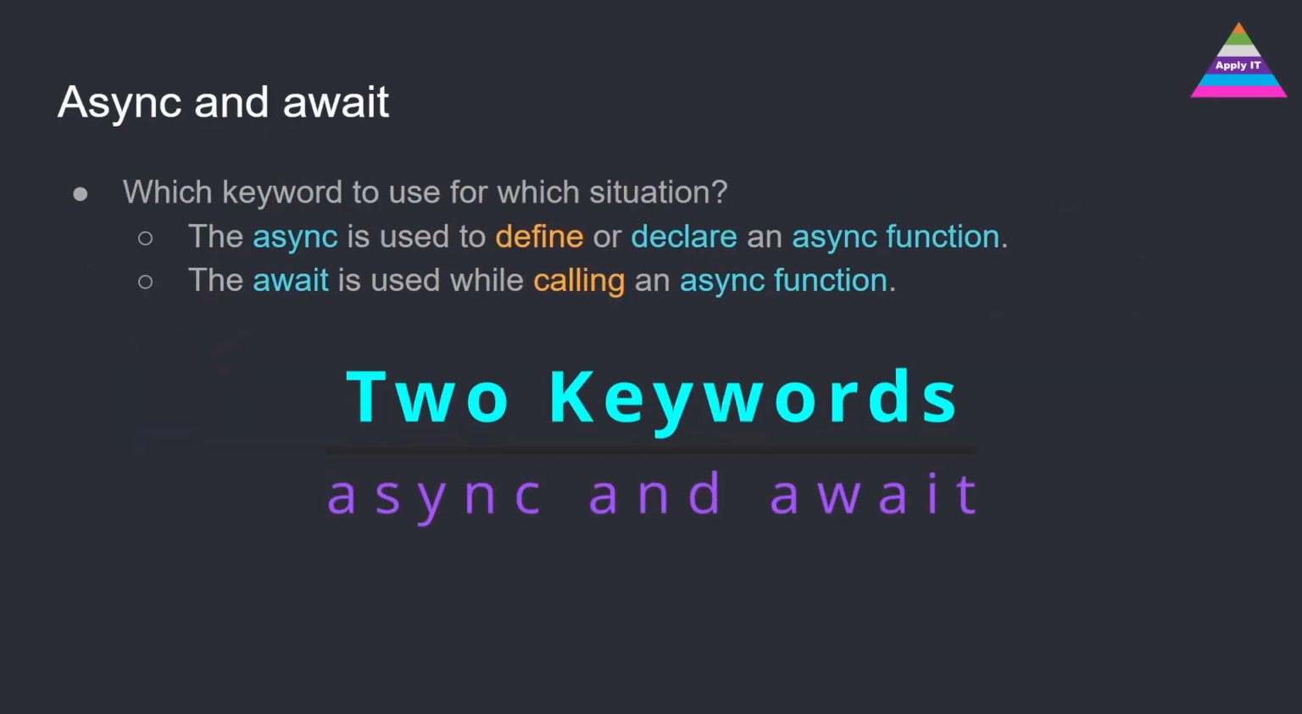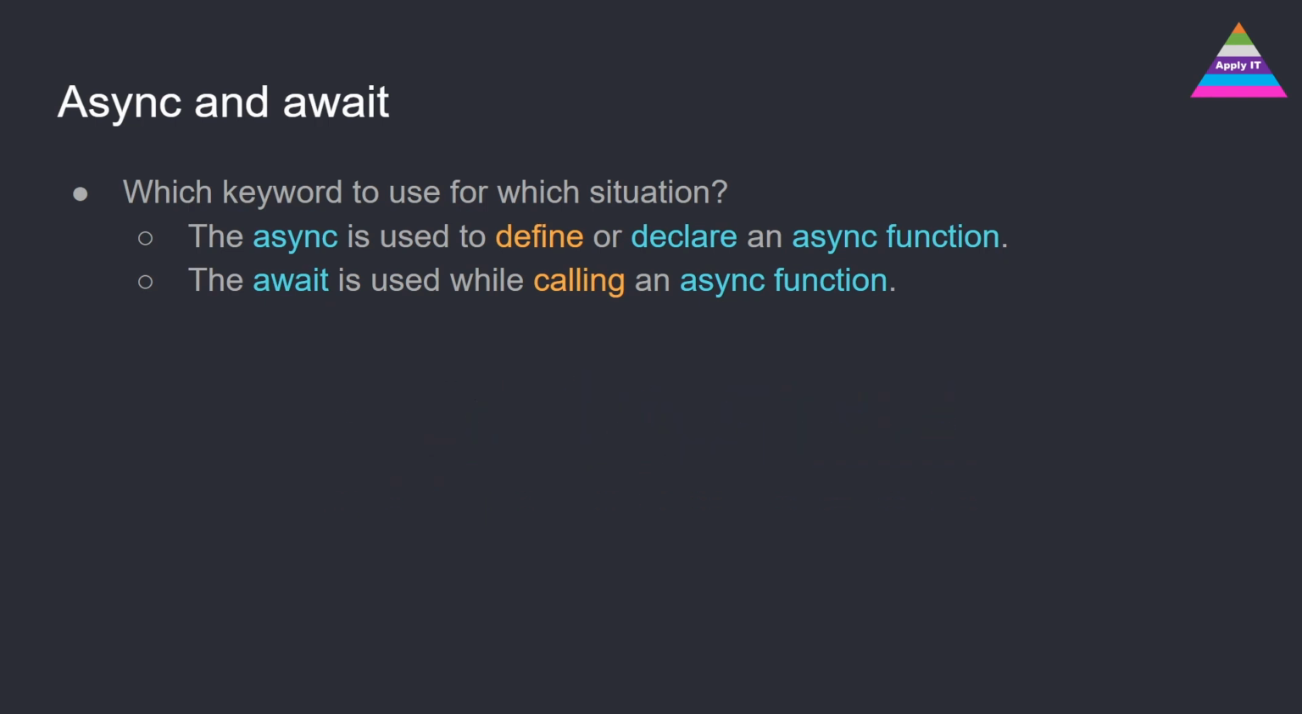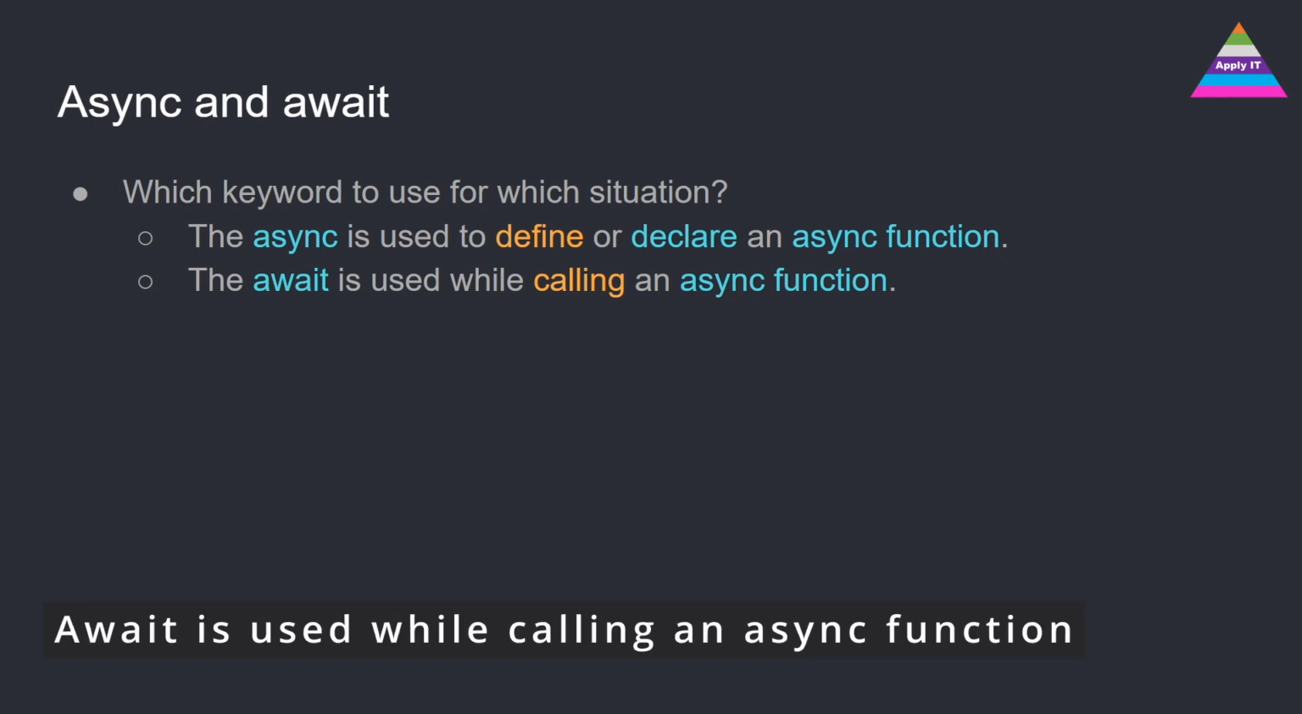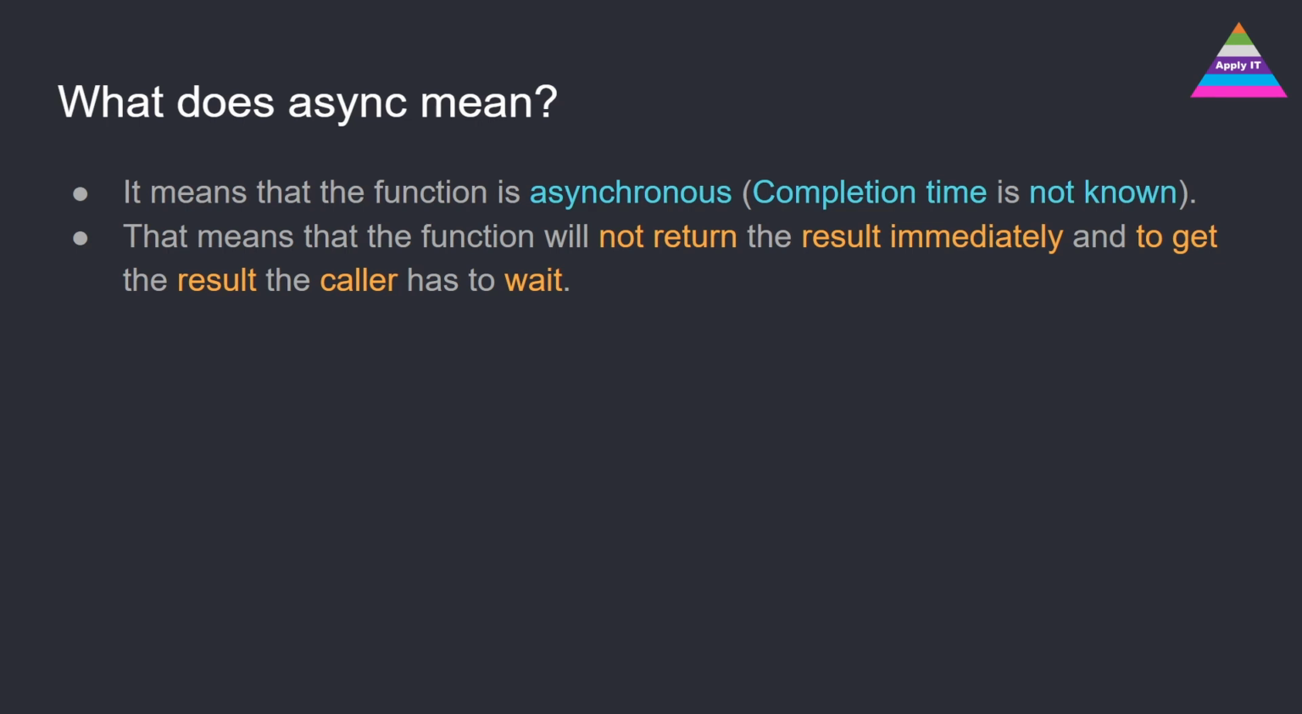So there are two keywords. One is async and the other is await. We need to understand which keyword we have to use in which situation. The async keyword is used if you want to define or declare an asynchronous function, whereas the await keyword is used while calling that async function. So what does async mean? The meaning of an async or asynchronous function is that its completion time is not known, which means that this function will not return a result immediately. And if you want to get that result, then the caller of that async function has to wait. So pay attention to this wait keyword. This is the meaning of an async function.